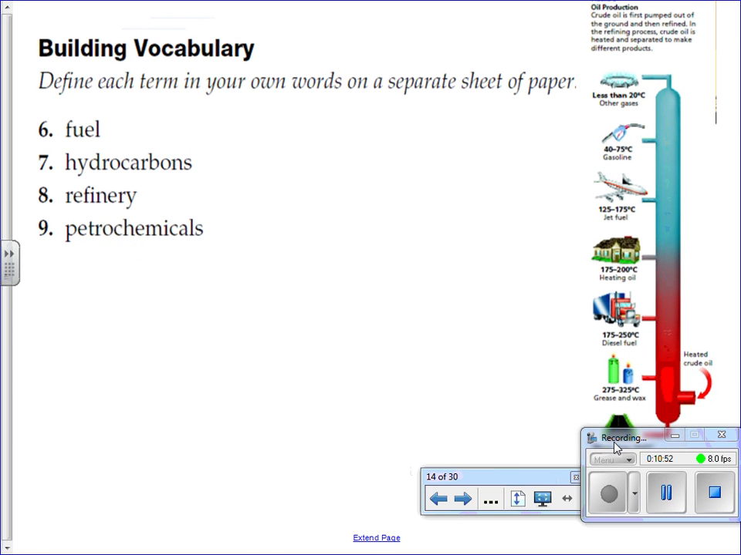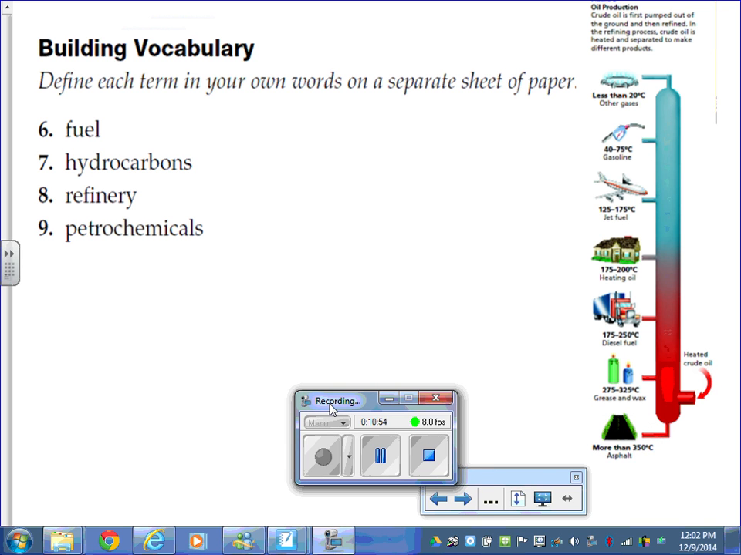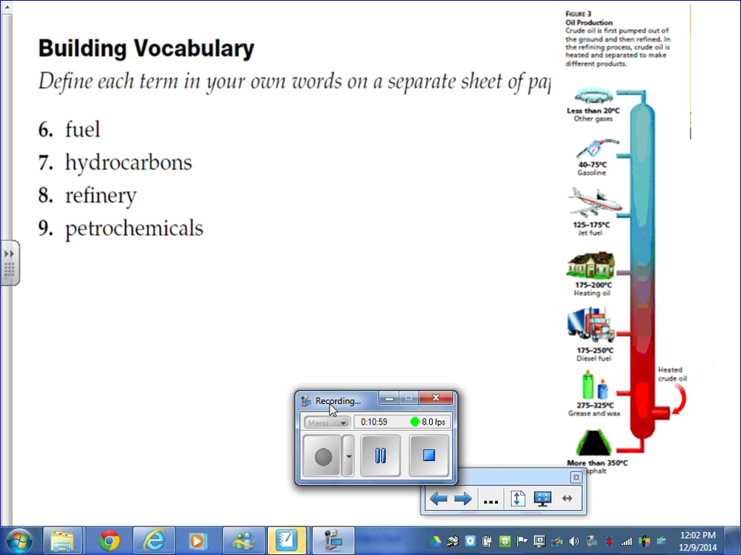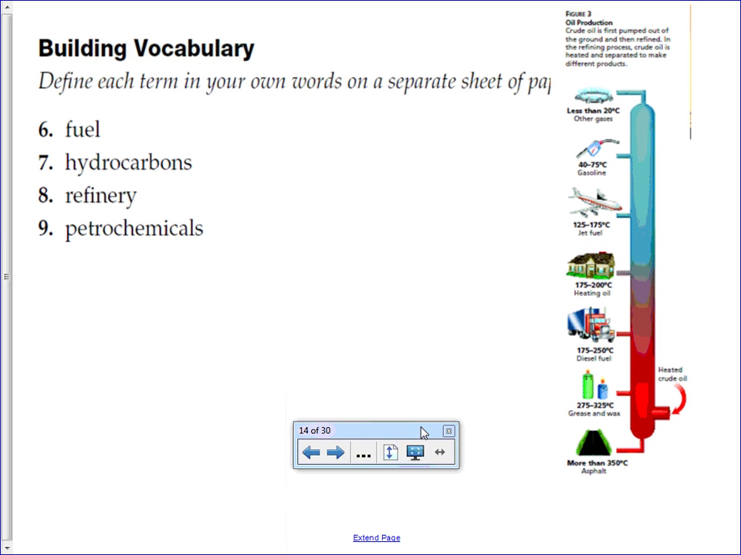When you refine petroleum, so you start with oil, and then you have all of these different products that are made from oil. And the most crude and kind of nasty stuff down here is asphalt, which you see put on the roads. You know what that looks like. You've got grease and wax, diesel fuel, heating oil, which again, we don't use that much in this part of the United States, but they use it a lot back east. Jet fuel, gasoline, and then other gases.